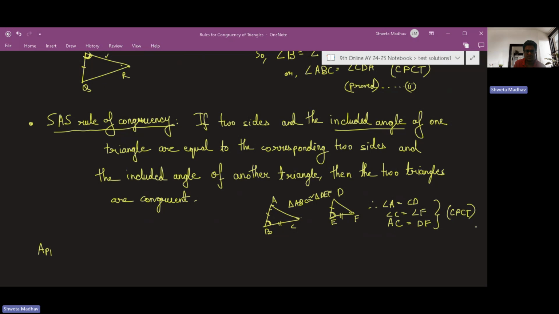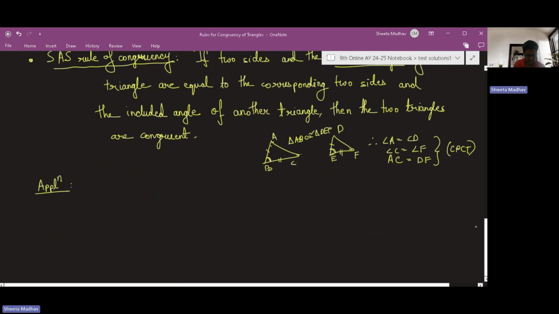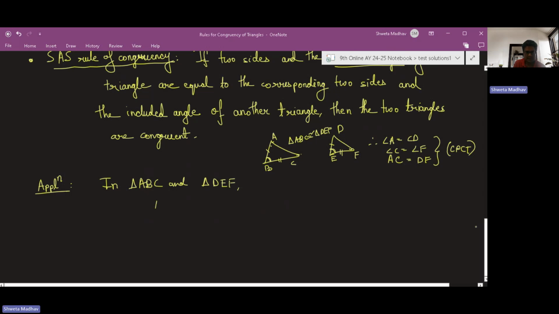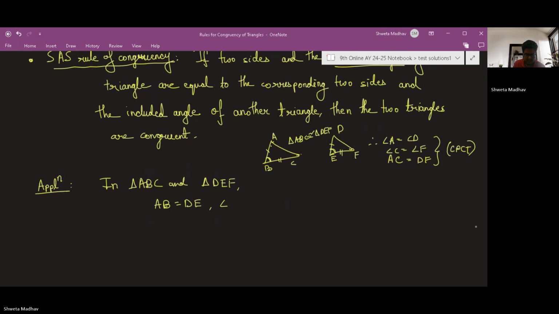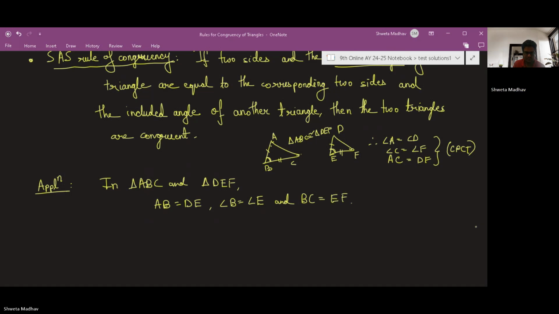So now we can understand this SAS rule more by using one application. So one application is, suppose it is told in triangle ABC and triangle DEF, the side AB equal to DE, it has been told, and angle B equals, it is told, angle E, and BC equals EF. Then prove that angle C equals angle F.